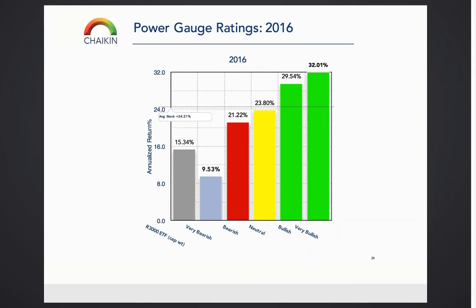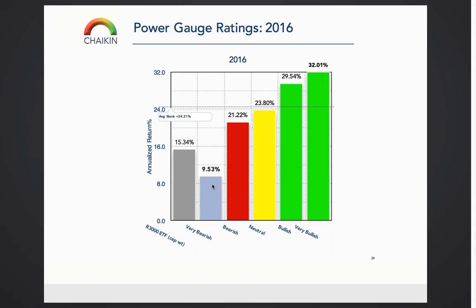Now, here's the performance of the Power Gauge rating in 2016 using the Russell 3000 as our universe. The average very bullish stock, and this is 418 of them at any given point in time, were up an average of 32% in 2016. Now, I know a lot of you are probably thinking, boy, I'd be thrilled in my stock account in my IRA if I was up 32%. Leverage that 32% with options, and you're talking multiples.